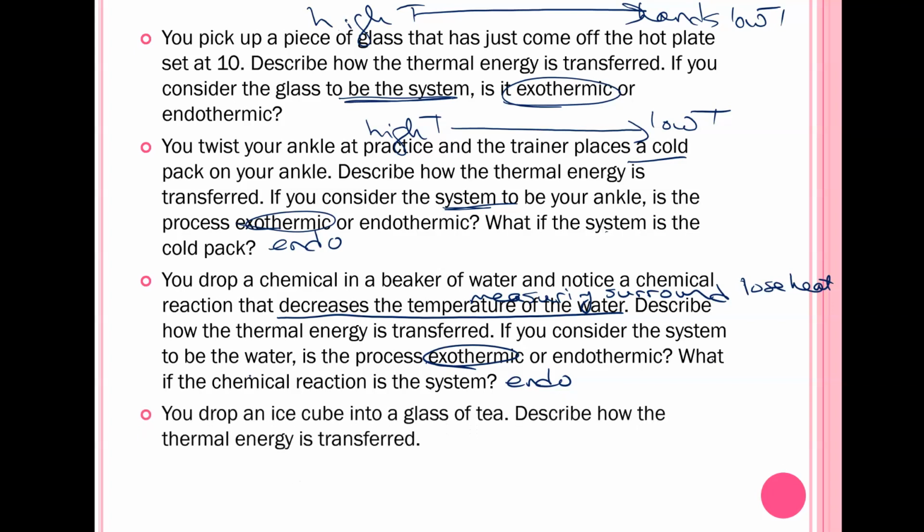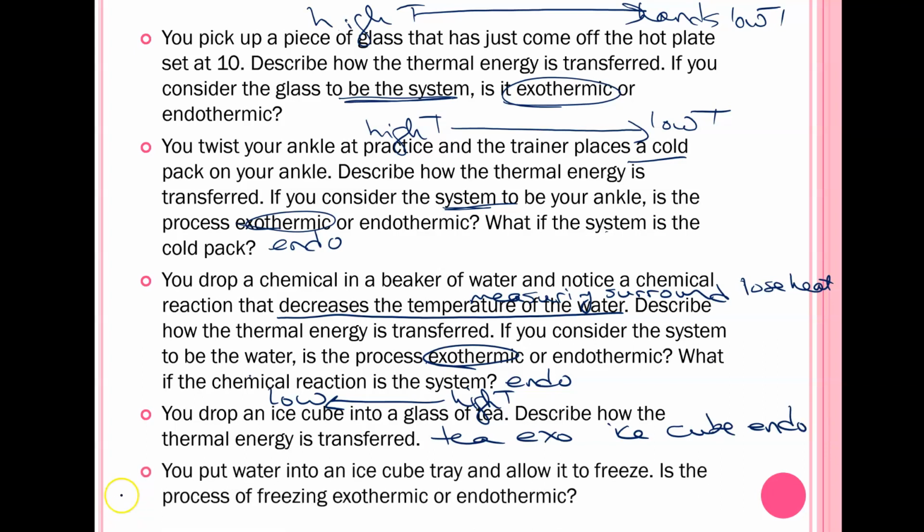Drop an ice cube at low temperature into a glass of tea at higher temperature. Heat always goes from high temperature to low temperature. So the tea is exothermic. The ice cube is taking in the heat, so it is endothermic.